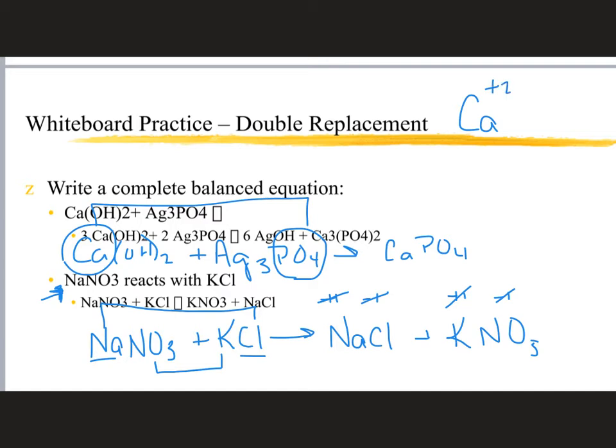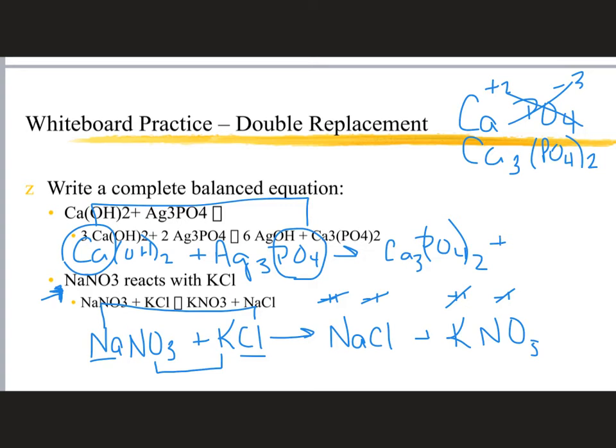And that one's a little tough to balance the charges. Calcium is +2, and phosphate is -3. So if you crisscross, you get Ca3, but then you've got to put PO4 in parentheses because that's what phosphate is, and then you're going to put a 2 on the outside of that. So let's do that down here.